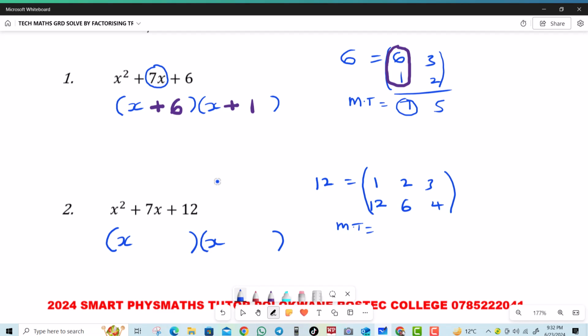Let's check. If I add 1 plus 12, I get 13. Then 2 plus 6, I get 8. 3 plus 4, I get 7. So you see here, because I've got 7x as my middle term, it means my right pair to use is going to be this one here. So meaning that in my factorizing, I'm going to have x plus 3, then x plus 4. So that's how to factorize that form. Let us proceed.